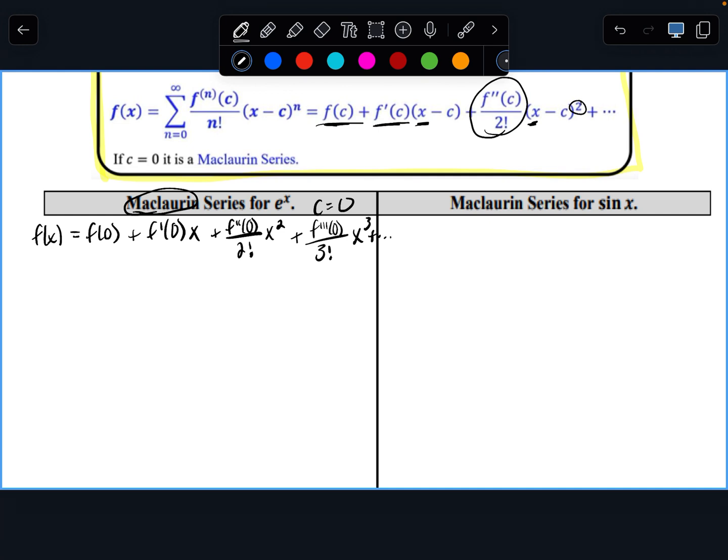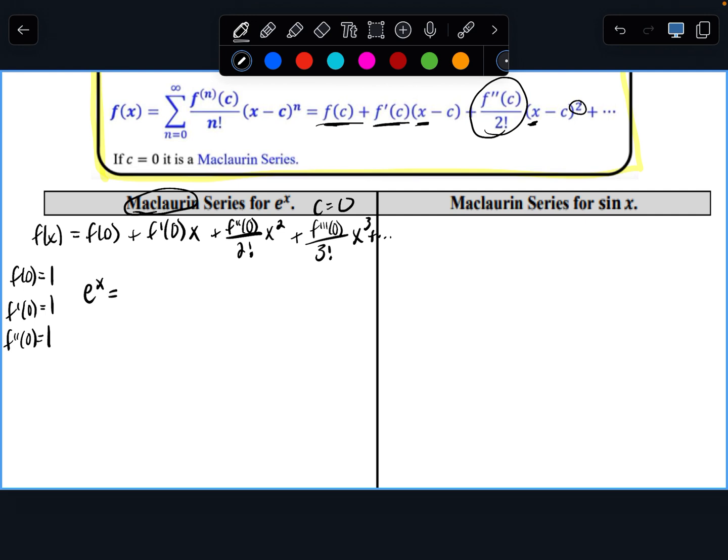So what I'd have to do all the time is ask: what's f of 0? What's f prime of 0? What's f double prime of 0? What's f triple prime of 0? I'd have to figure those all out and put it over the factorial. With e, since its derivative is always e, this one actually isn't as painful as some of the other ones, because if you plug 0 into e, you always get 1.